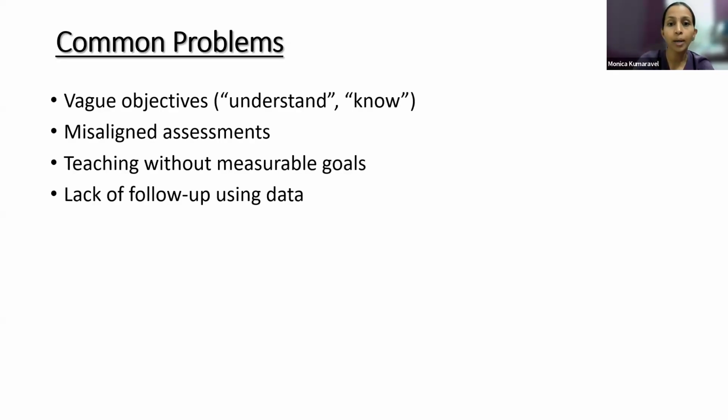For example, your outcome says "analyze the vocabulary," but your test is asking to define a vocabulary. So analyze is different, define is different. This itself says you're not following your objective and you have made a misaligned assessment.